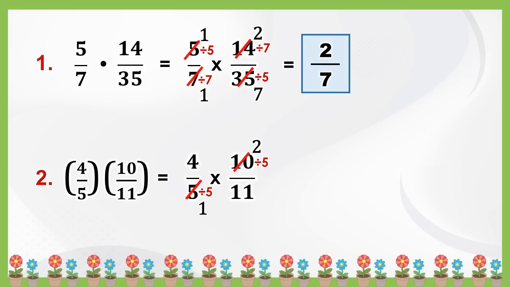Now, multiply the numerator and denominator. 4 times 2 equals 8. And 1 times 11 equals 11. So the answer is 8 over 11.